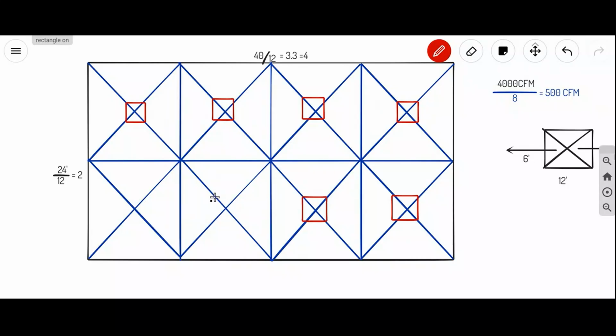Why? Because, see, I'll tell you the truth behind the calculations. So, these are the diffusers. We place the diffusers.